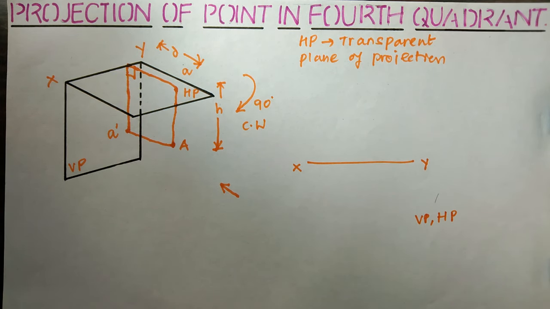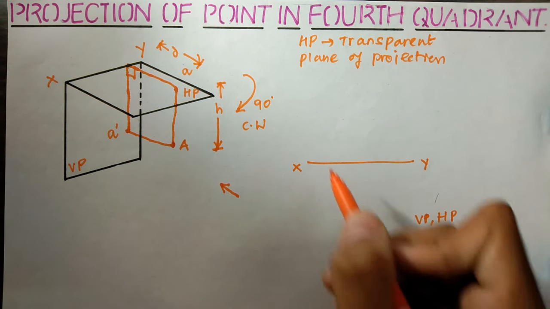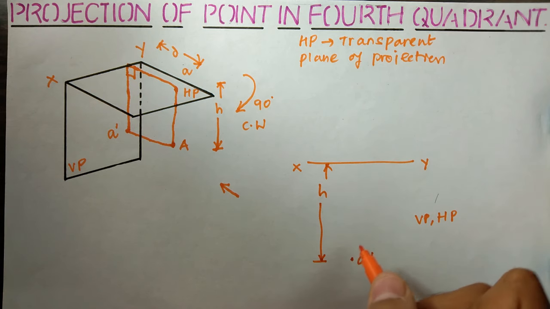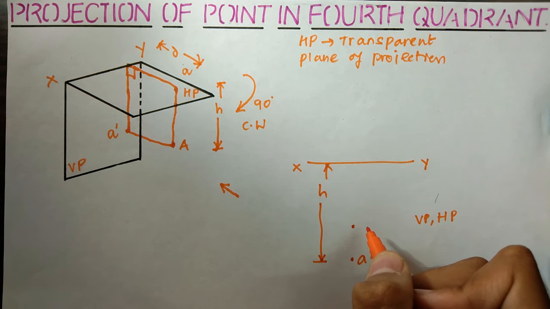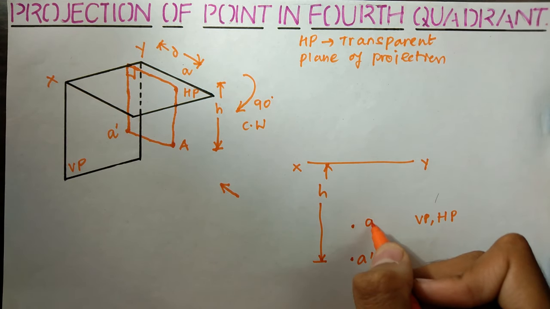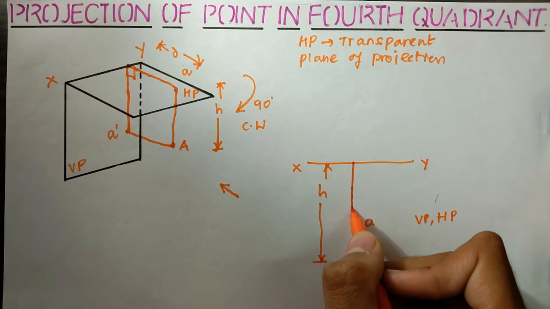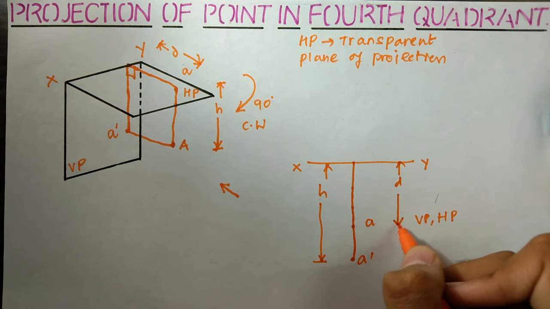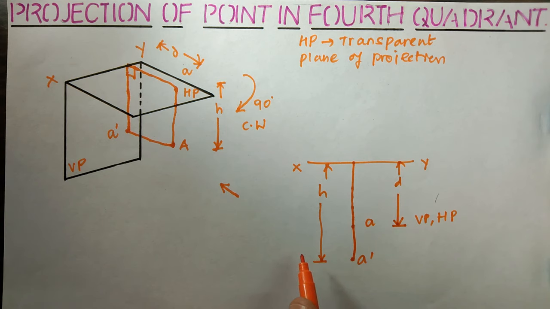So this is that. Now we have to locate the point A dash, which lies at a distance of h from the reference line xy. So let us locate this point A dash, which lies at a distance of h from the reference line xy. Now we have to locate a point A which lies at a distance d from the reference line xy, meaning below the reference line xy. We have to draw the projectors also. Hence, this is the orthographic view of a point which rests in the fourth quadrant.